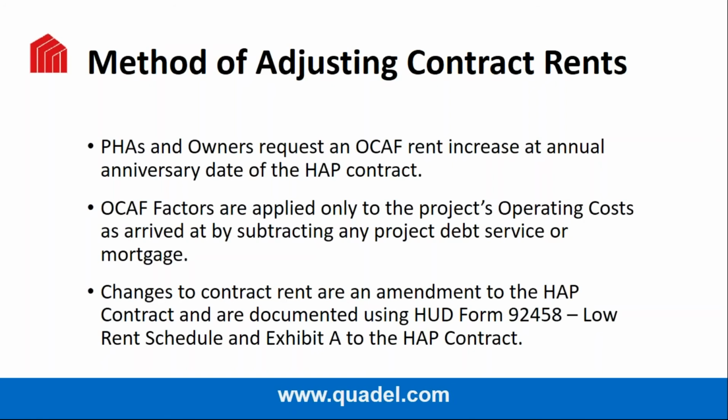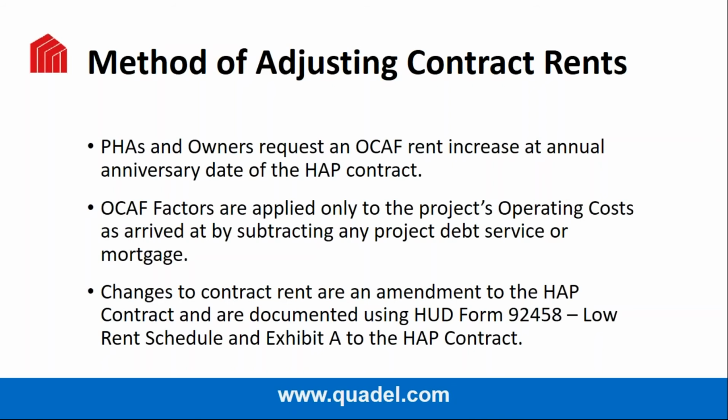So the first step in the actual OCAF process is for PHAs and private owners to identify the appropriate OCAF factor from the Federal Register based on the project's location. So for example, if the project's located in Indianapolis, Indiana, PHAs or owners will use the current OCAF factor published for the state of Indiana, and will apply that factor, which is usually a percentage, to the project's operating costs.